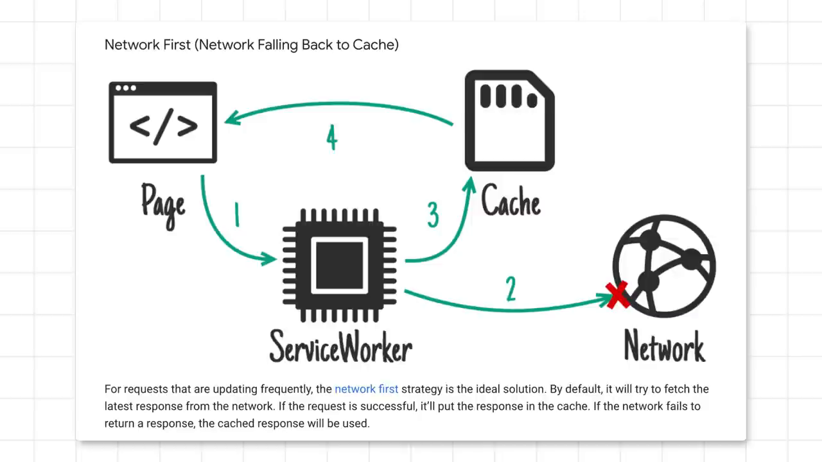In this case, we're going to go with a strategy that will attempt to get a response from the network first. The latest valid network response will automatically be stored in a local cache. And if the network request fails because we're offline, that previously cached response will automatically be used.